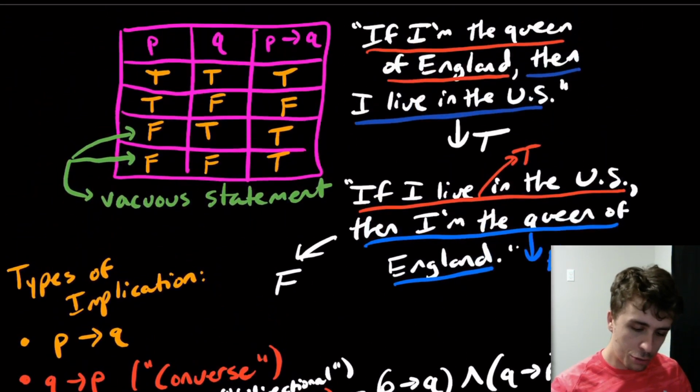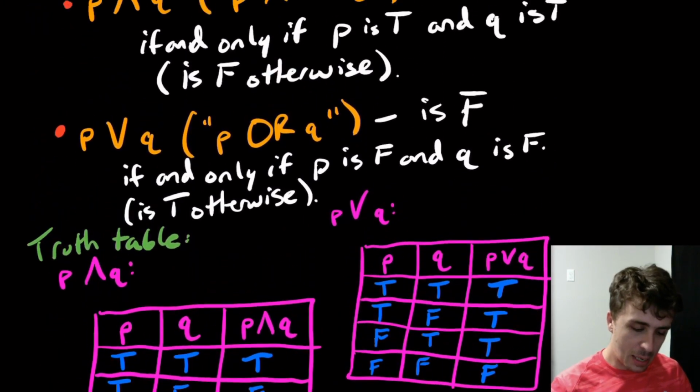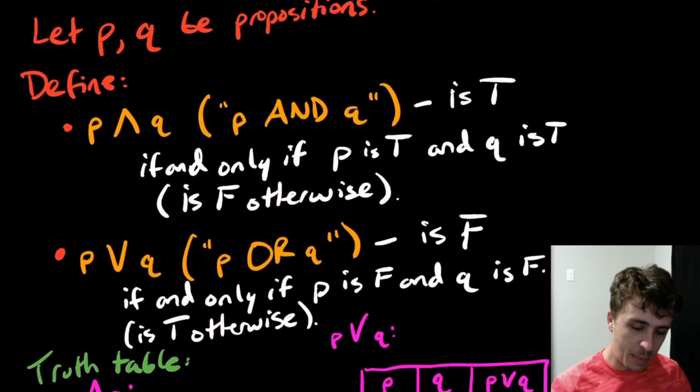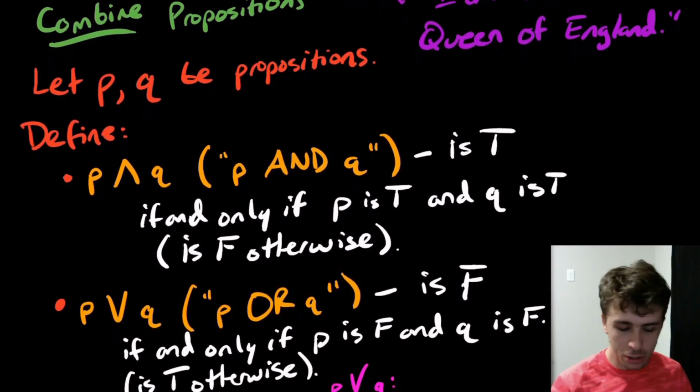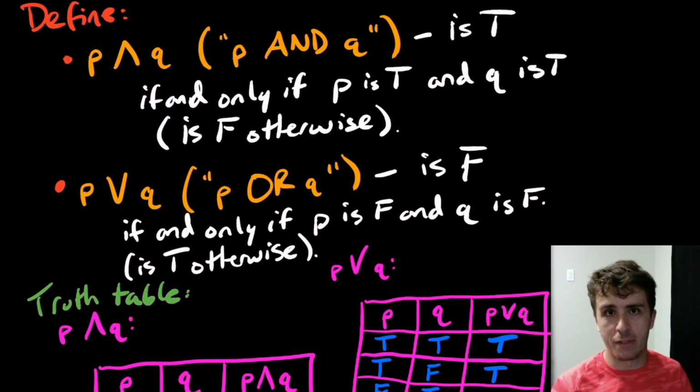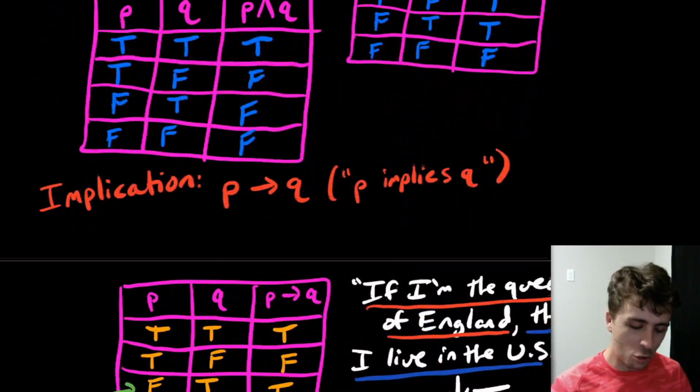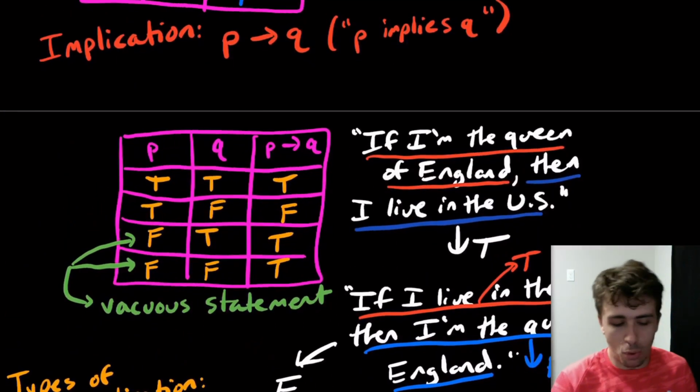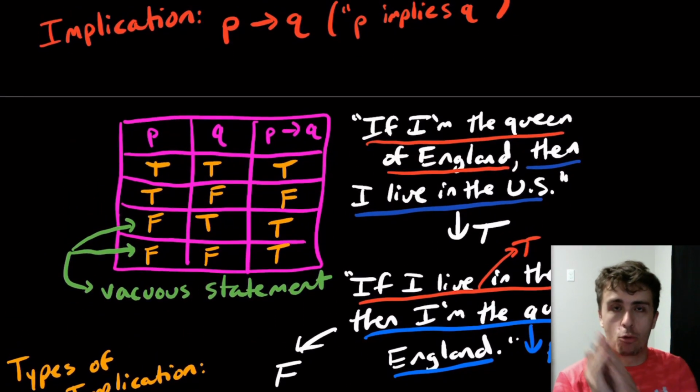Okay, so those are some basic operators. We talked about propositions, and then we started to combine various propositions with and, or, and then most importantly, implication, one proposition implying another.